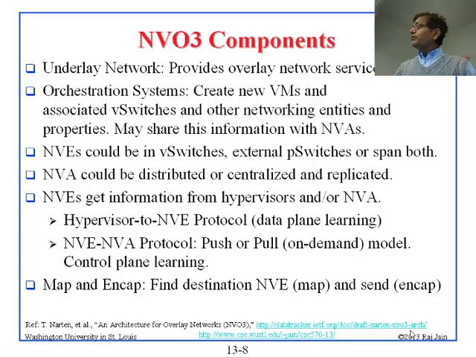Alright, NVA could be distributed or centralized or replicated. So this is the thing that controls all these NVEs. That could be a distributed thing, just like OSPF, or it could be centralized, like in SDN, where you have a central controller which has all the routes and tells all the people. Or it could be replicated. Means if it is centralized, clearly you have to replicate it, so that it doesn't become a single point of failure. Alright, NVEs get information from hypervisors and from the NVA.